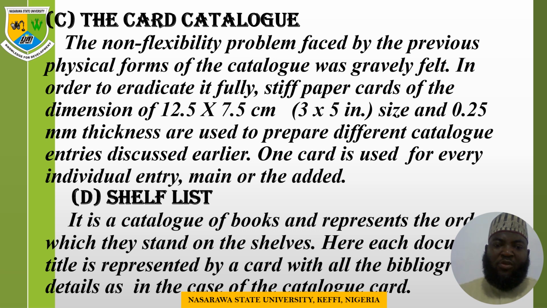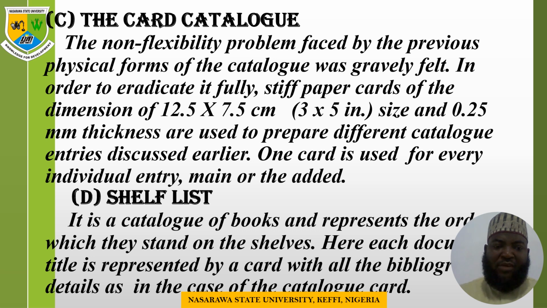The non-flexibility problem faced by the previous physical forms of catalog was gravely felt. In order to eradicate it fully, stiff paper card of a dimension of 12.5 times 7.5 centimeters is being used, and the size is 0.25 millimeter thickness.